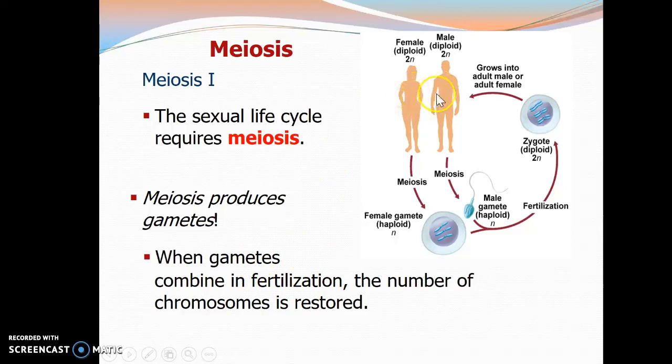If you look at this diagram, you have a female. She has diploid cells, or 2N cells. And then the male also has diploid 2N cells in his body. The male sperm cell is haploid and the female sex cell is haploid. So when they join together during fertilization, the cell that is created is a diploid cell, and that cell eventually will grow into an adult male or adult female.